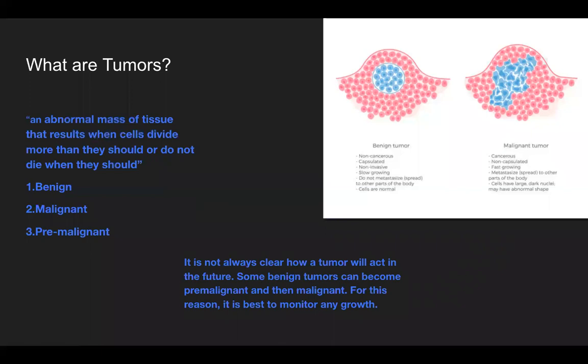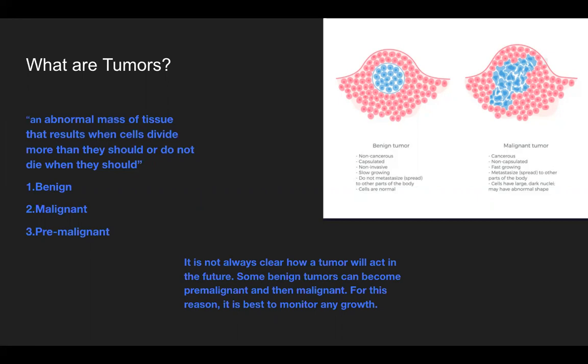Well, more specifically, according to an article titled What Are the Different Types of Tumors? medically reviewed by Christina Chun, MPH, written by Yvette Brazier, August 21st, 2019, a tumor is defined as an abnormal mass of tissue that results when cells divide more than they should or do not die when they should.